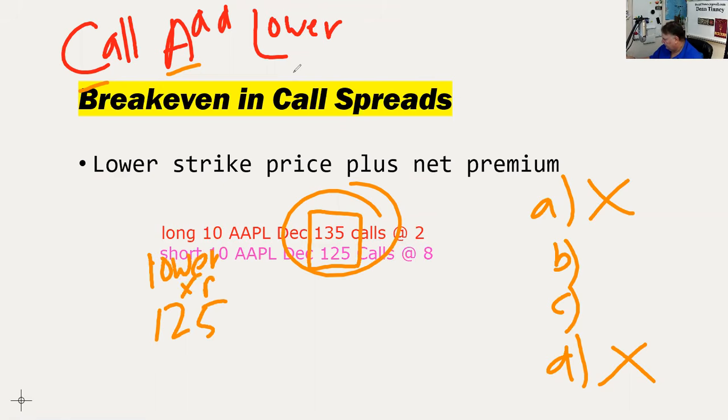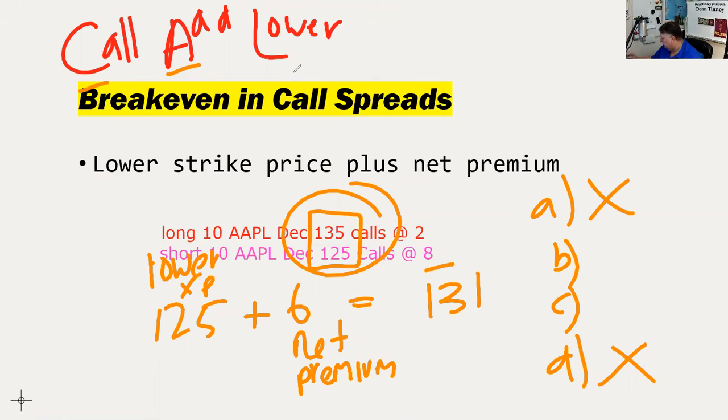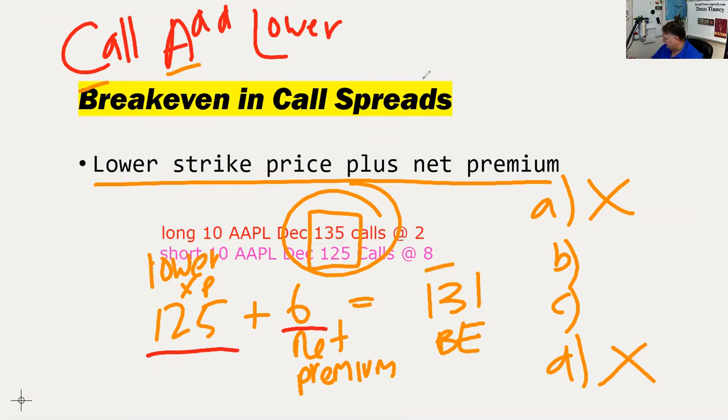XP means strike price. We're going to add the net premium. Doesn't matter whether it's a debit or credit. Whatever those net numbers are. When we buy and sell, we net. Net there is 6. And we get our break even of 131. So the way we get a break even in a call spread is we take the lower strike and we add the net premium. In our example here, we take the lower strike, we add the net premium, we get our break even of 131. Call up.